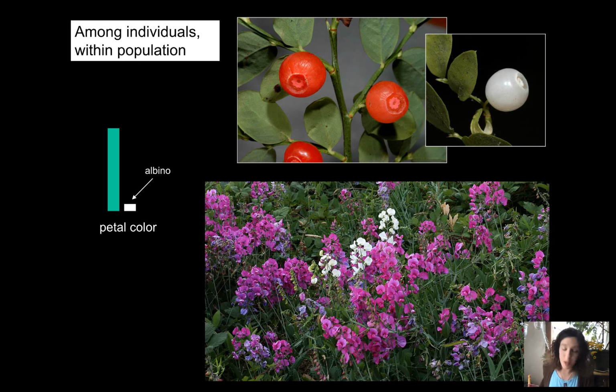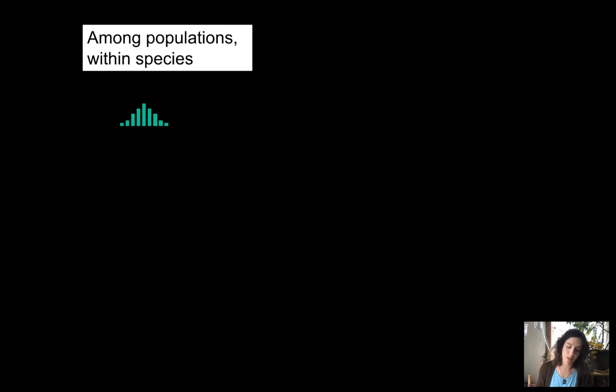Here's another example of a plant that every once in a while just has these albino flowers. This is called the sweet pea. It's a weedy invasive plant that you see here in Arcata and lots of other places in the world. We have to know about this variation within a species. Sometimes, rarely, albinos occur. It's always good to know these things as a botanist.